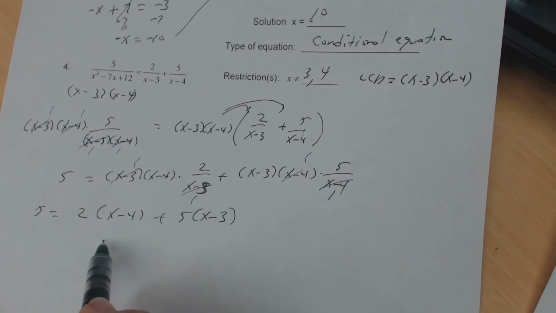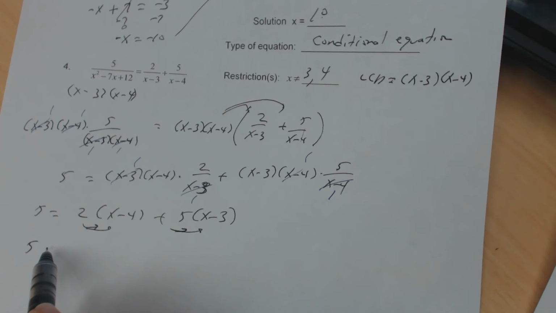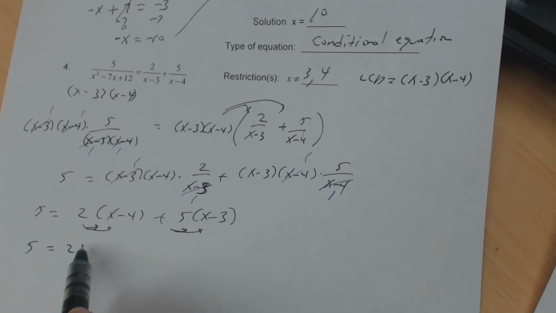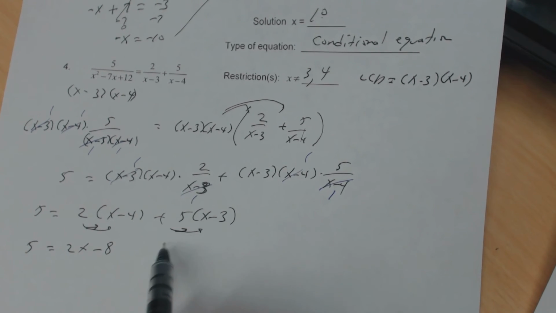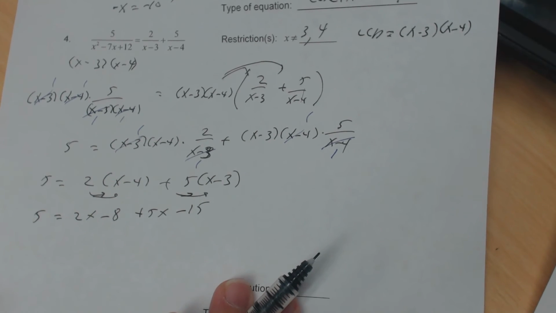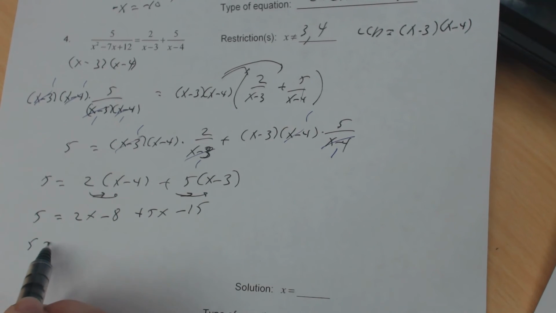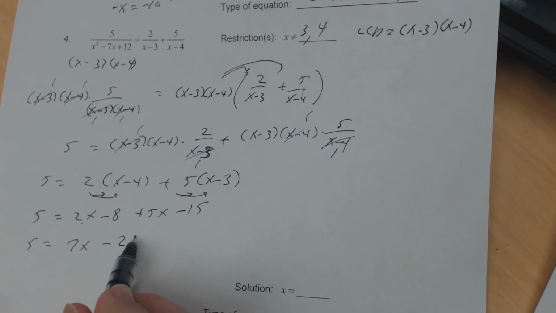Let's go ahead and get rid of the parentheses using the distributive property. I get 5 equals 2 times x is 2x, 2 times the negative 4 is a negative 8, a positive 5 times x is a positive 5x, a positive 5 times a negative 3 is a negative 15. Combining like terms, I get 5 equals 2x plus 5x is 7x, and a negative 8 and a negative 15 is a negative 23.